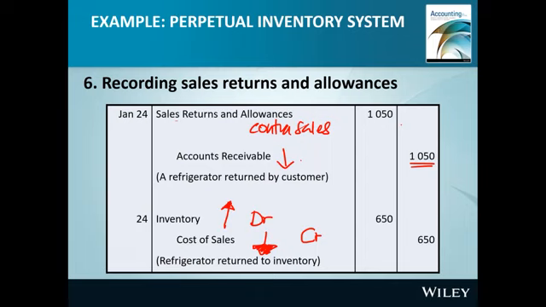Let me repeat again. When your customer returns the goods to you, your inventory level will increase. It's a cancellation of sale, isn't it? So your cost of sale will reduce. Why? Because the customer returned the goods to you. Your sales reduce, using the sales returns and allowances account, and then we have cost of sale also reducing by the value. The value per unit of the refrigerator is 650.